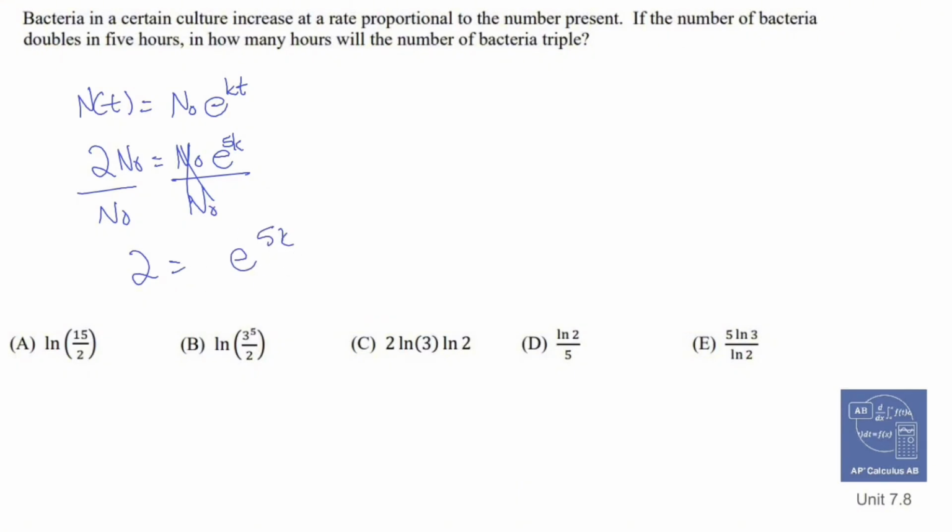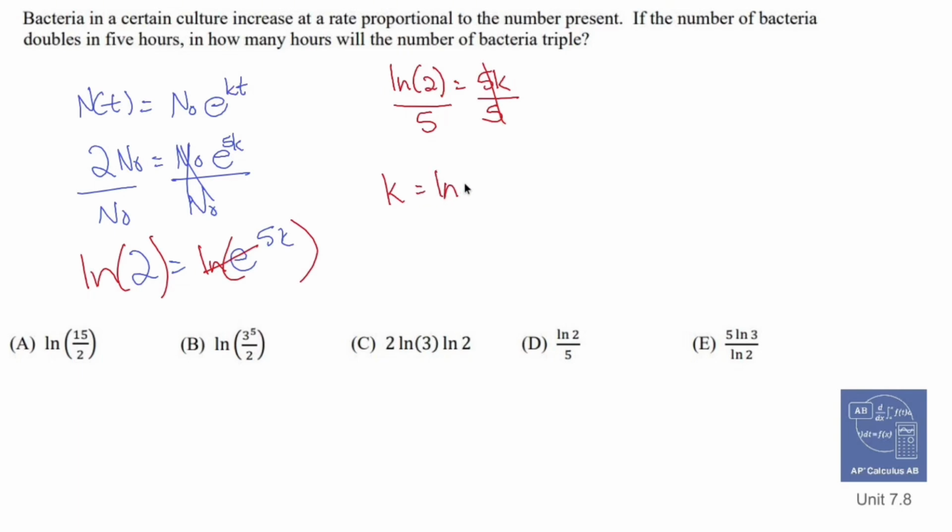Now, in order to solve for k, we're going to ln both sides, and that allows the e to go away and drops the 5k down. So we have ln of 2 equals 5k. Divide by 5, divide by 5. You are going to get a number, but I'm going to leave it like that because they don't want us to change things around. k is ln of 2 over 5.